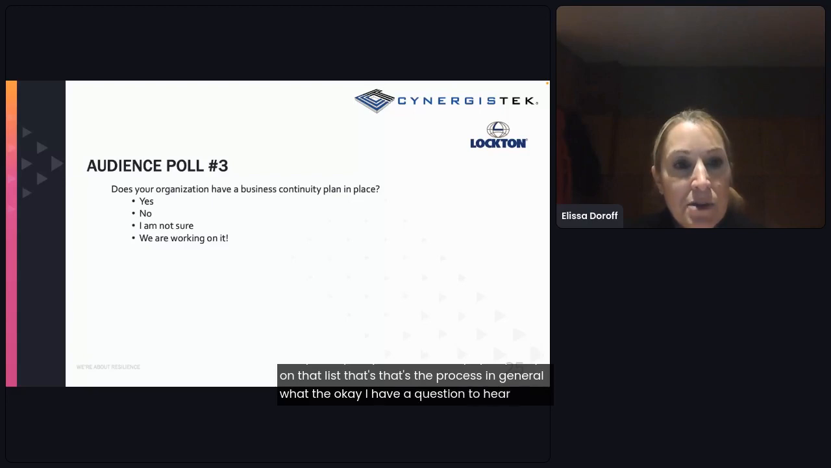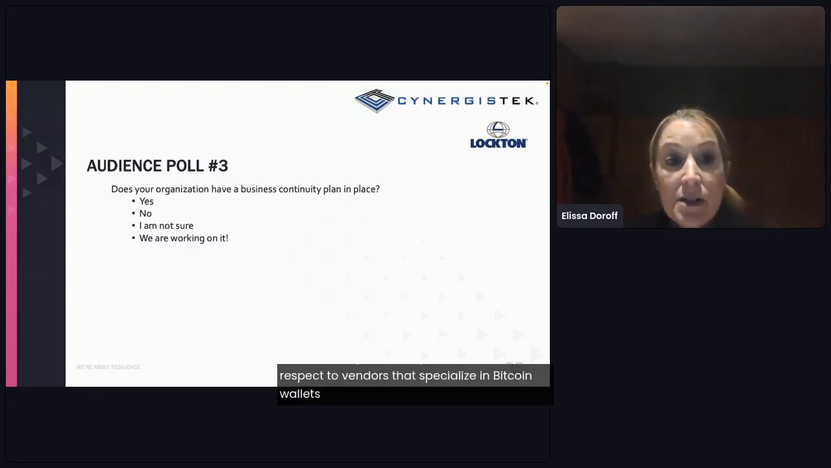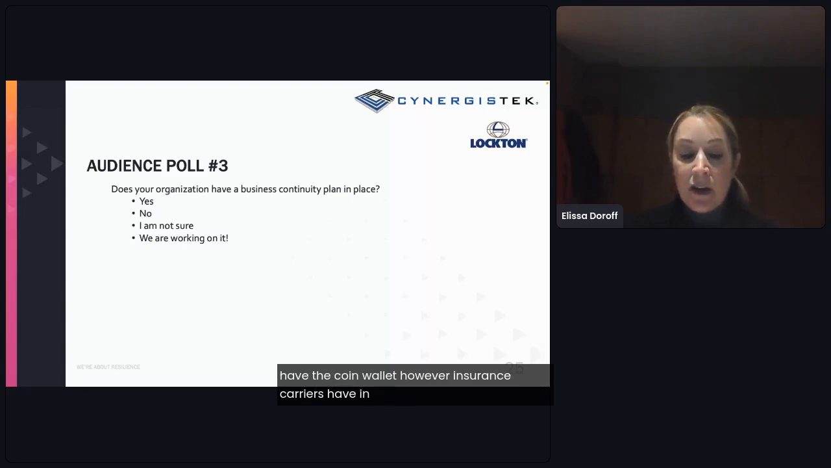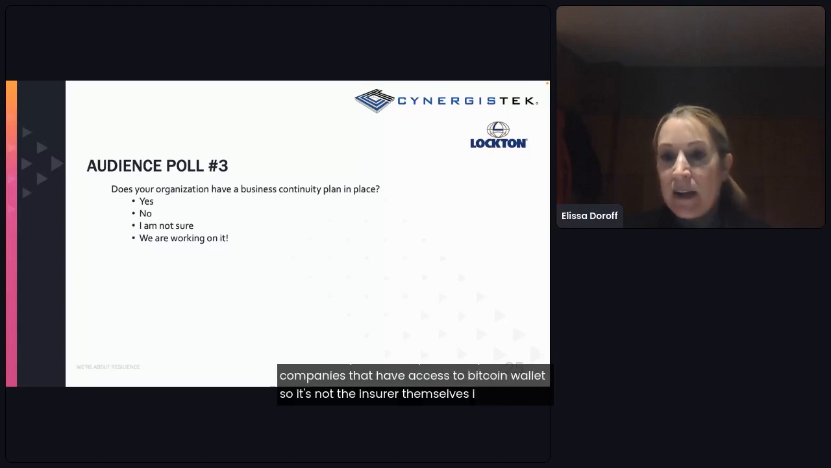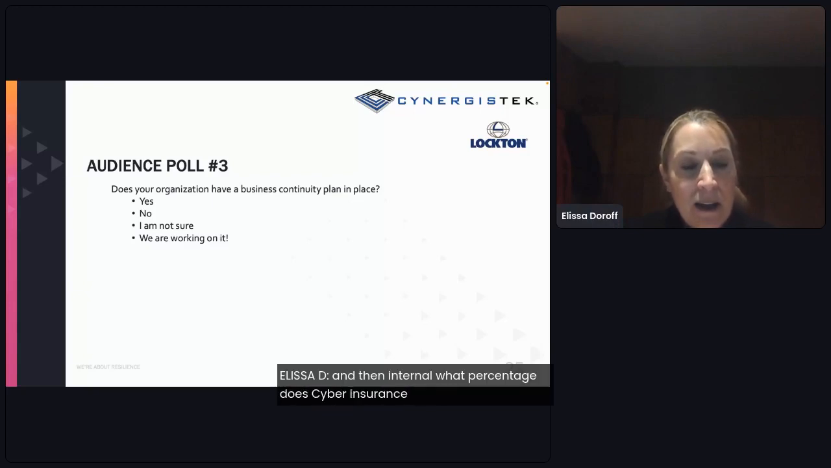I have a question here with respect to vendors that specialize in Bitcoin wallets. Are we talking about insurance carriers? No, insurance carriers themselves do not have Bitcoin wallets. However, insurance carriers have breach response vendor panels. That's the whole reason you're buying the insurance. They have a list of law firms, cybersecurity firms, notification firms, PR firms. Those cybersecurity vendors partner with companies that have access to Bitcoin wallets. So it's not the insurer themselves, it's a third-party vendor, but that is what you're getting when you get the policy.